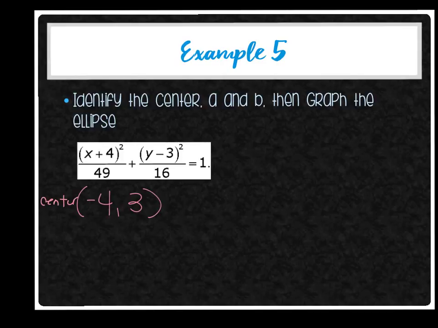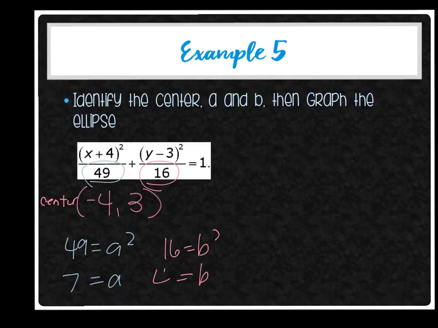How do I know which one's A and which one's B? The bigger one's a. So this is a squared, right? 49 equals a squared, which means a is what? 7. And 16 equals b squared, so b is 4. So let's start with this information. The first thing you want to do is plot your center. Negative 4, 1, 2, 3.